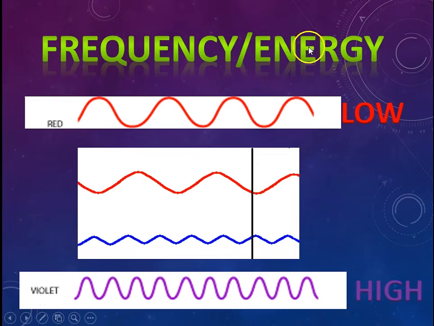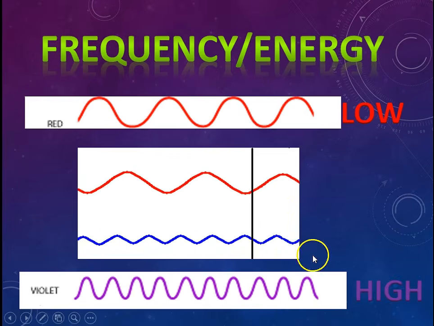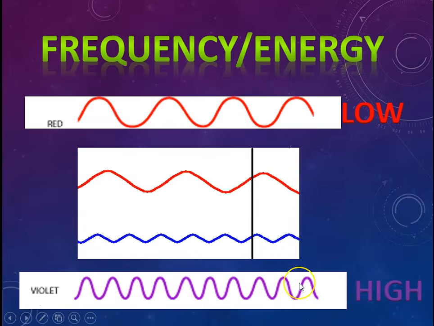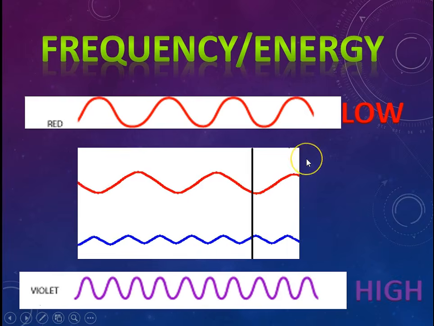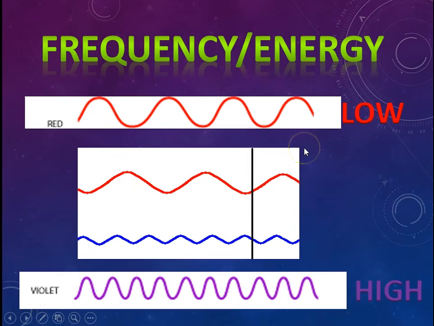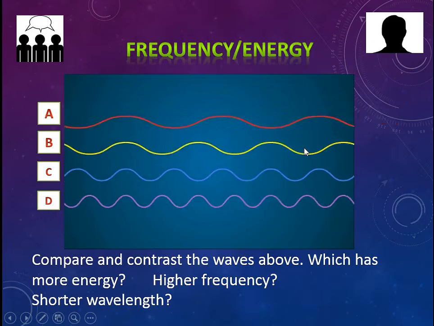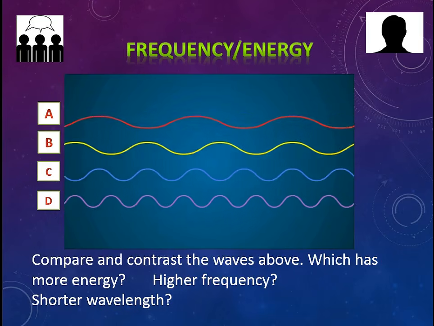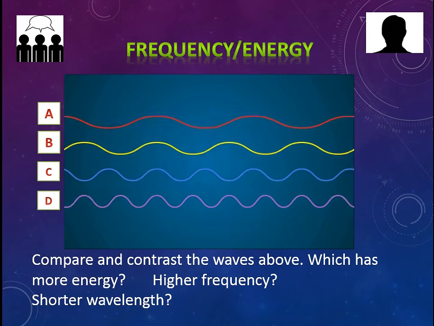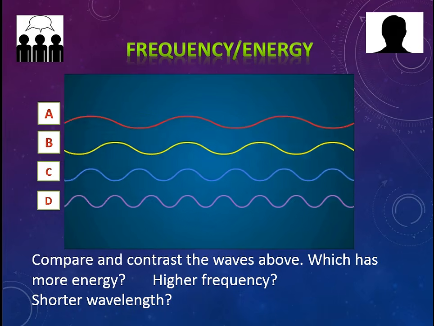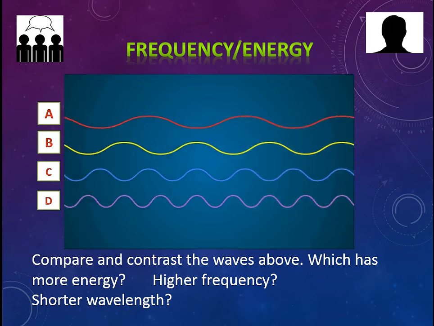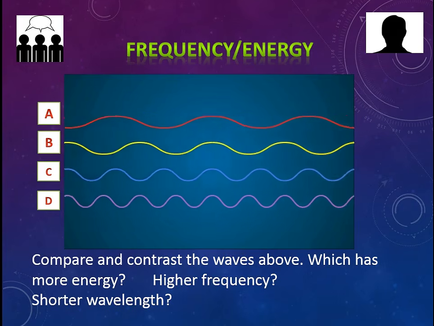This is actually very connected to energy because, as we know, the bottom waves have a higher energy and also a higher frequency, while the waves on the top here have a lower energy as well as a lower frequency. Let's apply this to a few questions. These ones can be a touch trickier. So compare and contrast the waves above. Which has more energy? Which has a higher frequency? And which has a shorter wavelength? Pause your screen and either discuss or ponder.